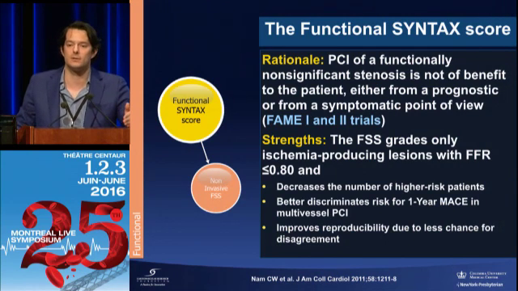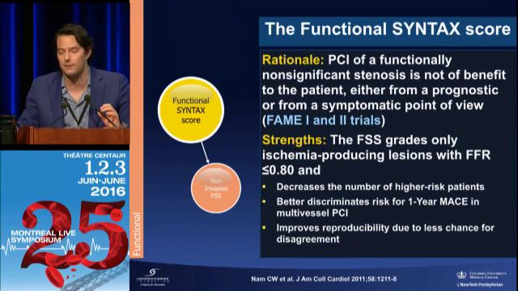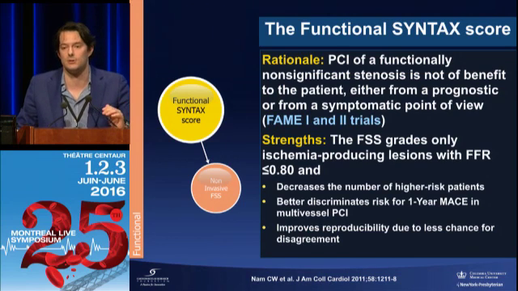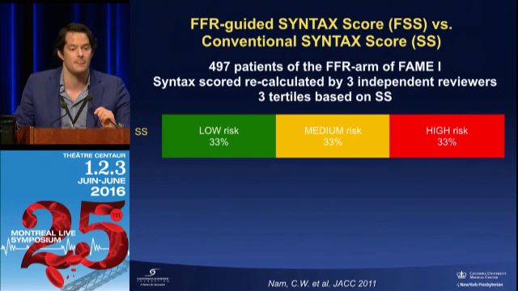Then the functional SYNTAX score, which I think is where we should talk more, is when you only consider the lesions that give ischemia. Only lesions that give ischemia should be computed in the SYNTAX score. And I think that was validated from FAME 1 and FAME 2. The only pitfall is you need to do an invasive evaluation. But the good news is we have CT-derived FFR coming, so we can do that automatically.